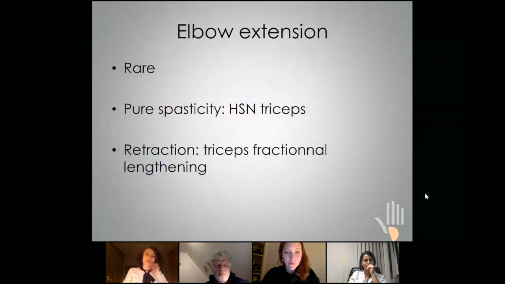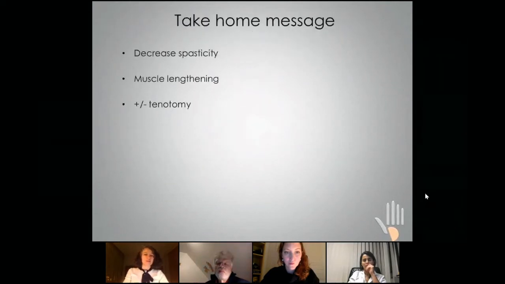So elbow extension is really much more rare. If we have pure spasticity, we can do hyperselective neurectomy for the triceps only, and if we have retraction, we can do a slight fractional lengthening of the triceps. So first, decrease the spasticity. If we have retraction, we can add muscle lengthening and in some cases tenotomy if necessary.